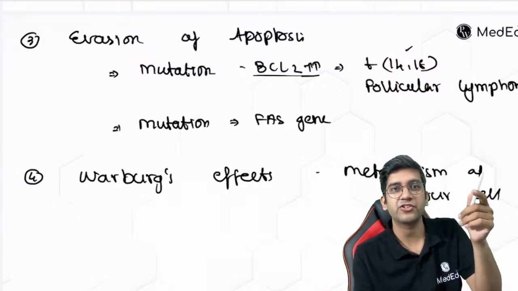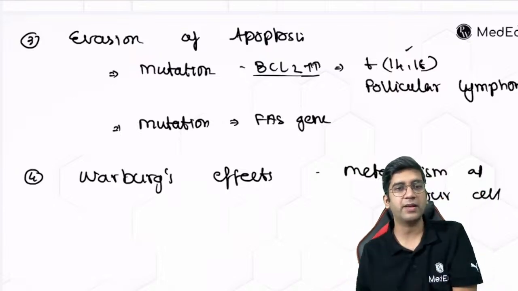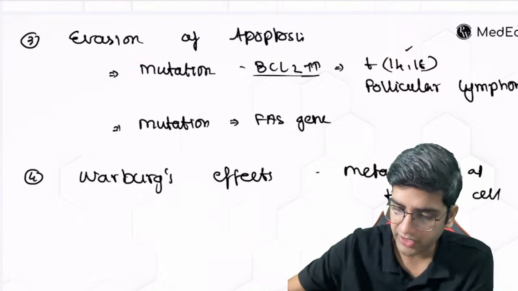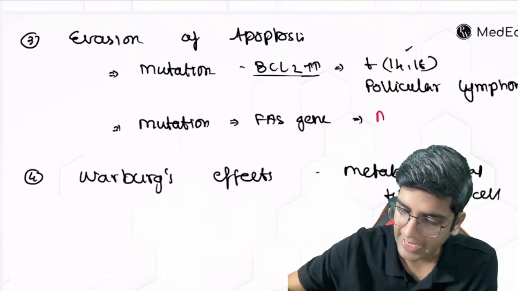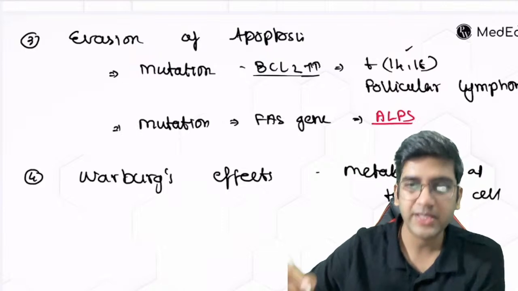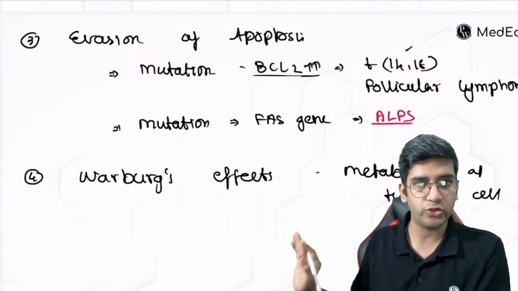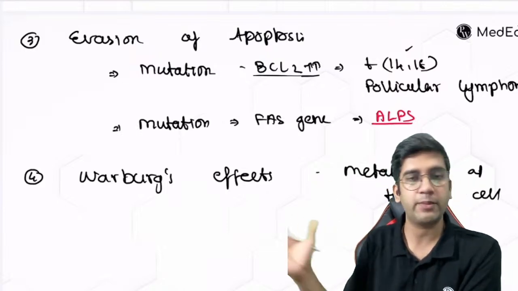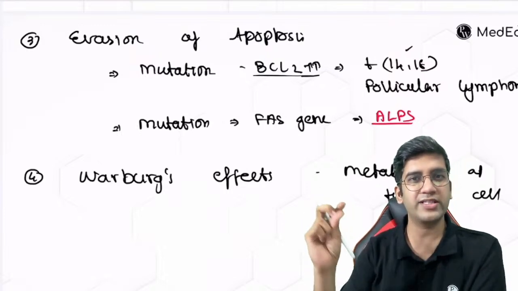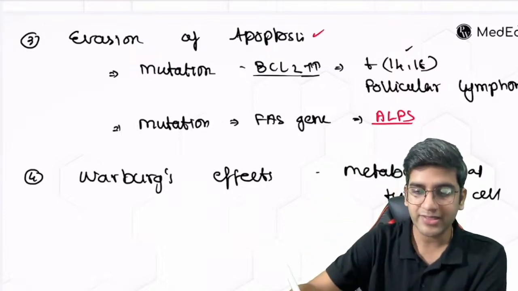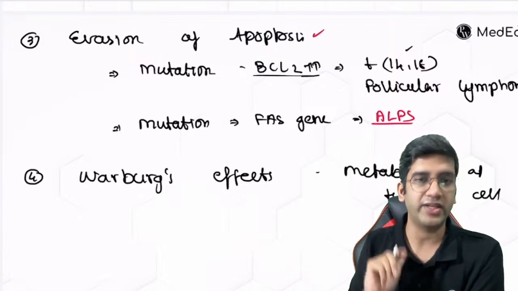BCL2 is in the intrinsic pathway of apoptosis. FAS is in the extrinsic pathway of apoptosis, right? So mutation in FAS results in a condition called ALPS. ALPS is an autoimmune lymphoproliferative syndrome, also a cancer syndrome, which happens in FAS gene mutation, right? Just two examples for evasion of apoptosis. This is self-explanatory and I just give you two examples, that's all.